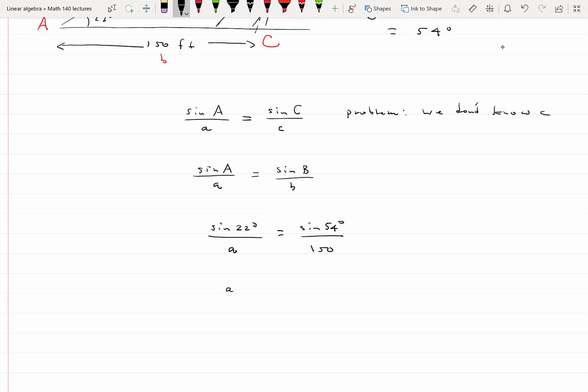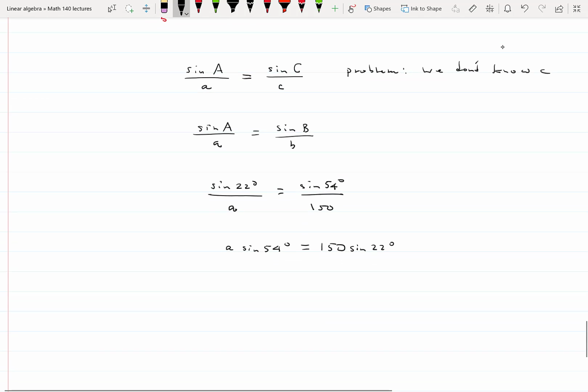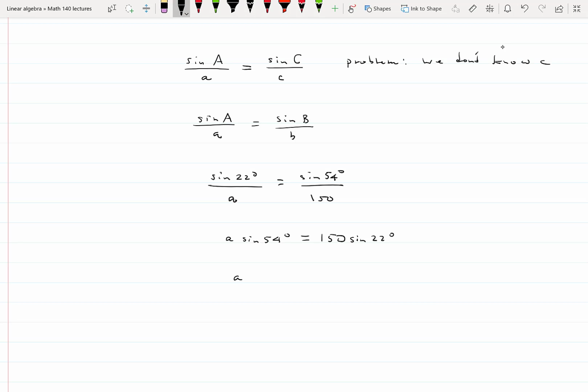Cross multiply. This kind of equation is called a proportion, and in algebra we learned that with proportions you can cross multiply, and we keep the equals. Okay, so we get sine 22 times 150 on the right-hand side, and a times sine of 54 on the left. Divide both sides by the sine of 54, so we get 150 times the sine of 22 degrees, divided by the sine of 54 degrees.